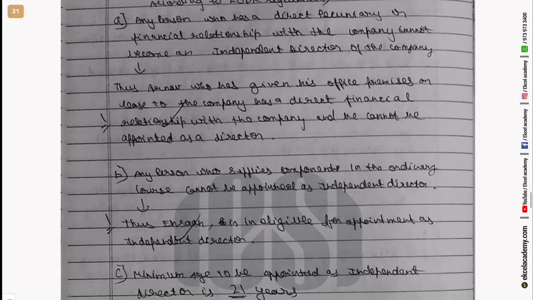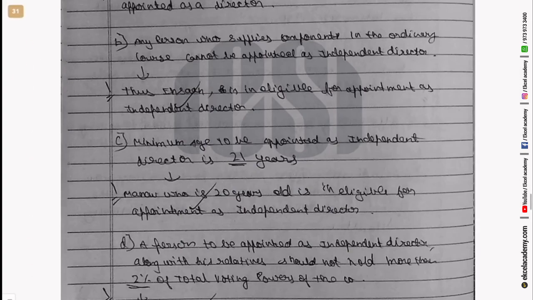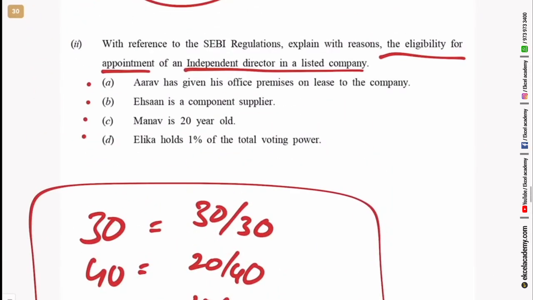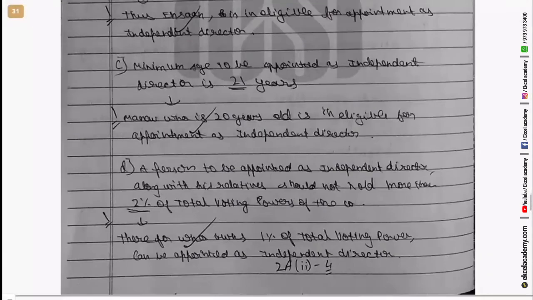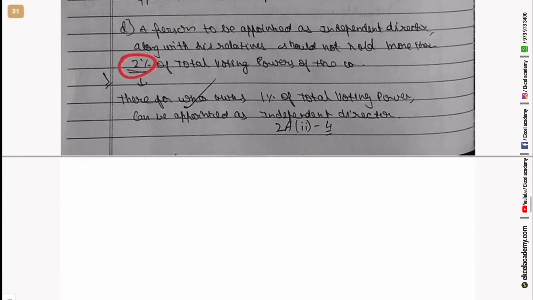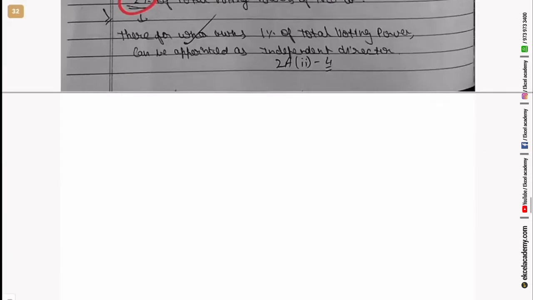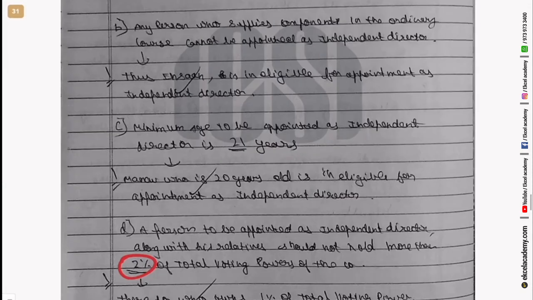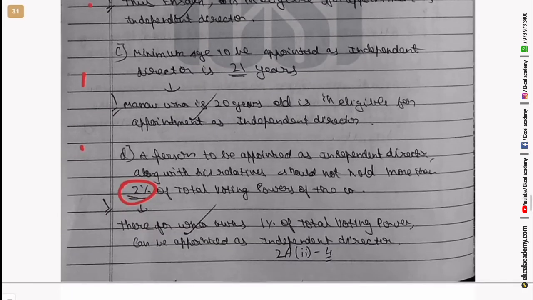So who all can be? He has written A, B, C, D: who can be, who cannot be. Direct question. Who is that, the age gap, then total voting power, like that they've given. So that 2% voting power thing, he can be. Like that he has explained very well, and he has got the marks complete. 4 out of 4 has been scored, as you can see.